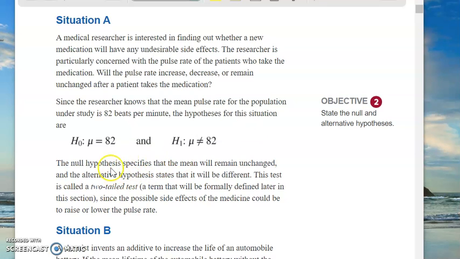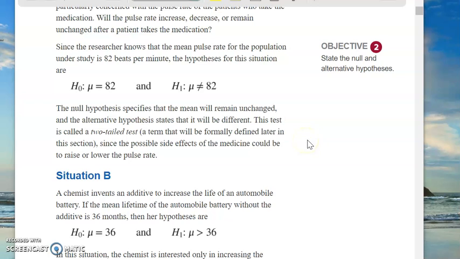So that's what he says right here. The null hypothesis says that the mean will remain unchanged. The alternative hypothesis states that it will be different. This is called a two-tailed test, and we'll define that later on. But the intuition is two-tailed because the possible side effects can be more or less. It can raise it or it can decrease it.